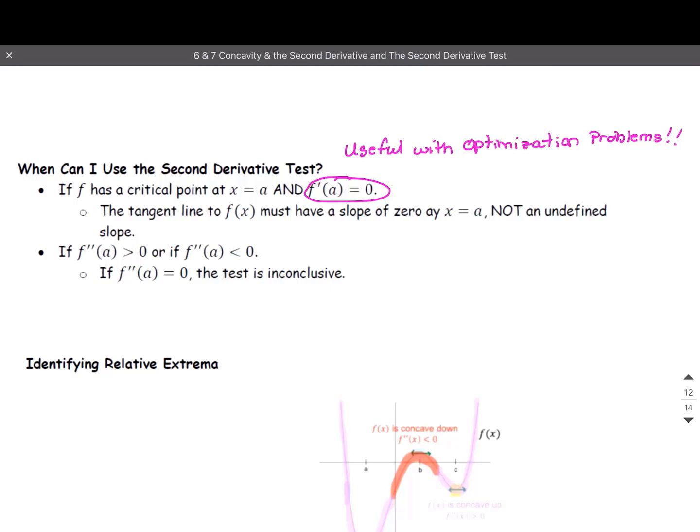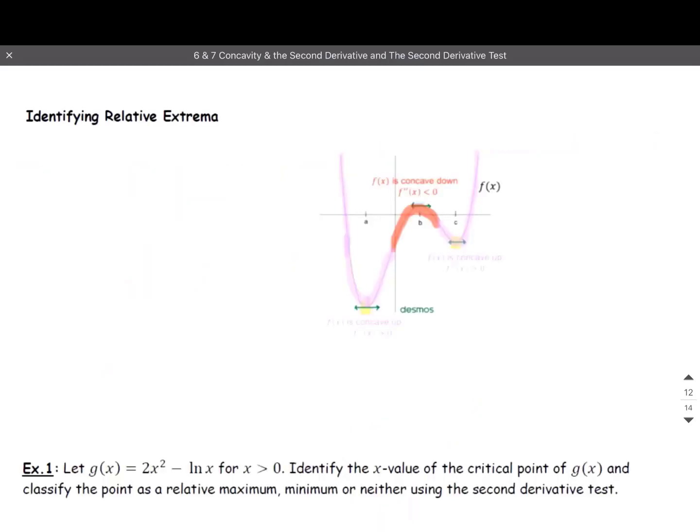It makes it easier. Now, notice what we didn't talk about: if the second derivative is 0, the test is inconclusive. It means we can't use this test. We have to go back to the first derivative, or we just don't have enough information. So that's important to realize. If you look at the graph, when the derivative is 0, because we have that green horizontal line here, and this highlighted purple portion is concave up, that's because the second derivative is positive.